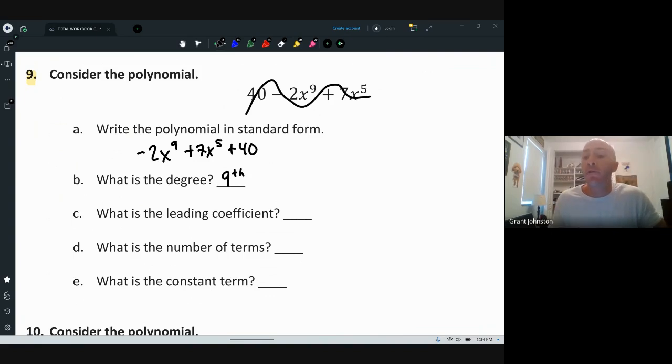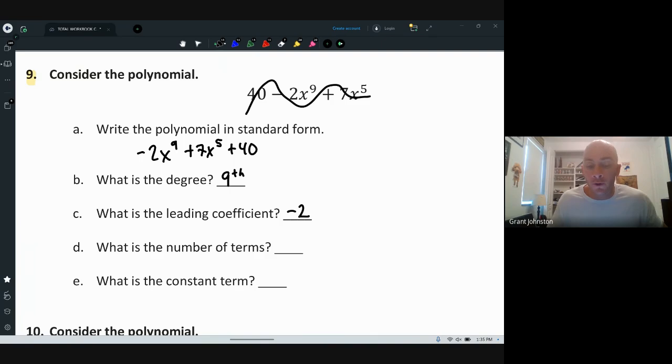What is the leading coefficient? So leading's like in front, right? And we have a couple of coefficients. We have that negative 2 and we have the 7, right? Those are the numbers multiplied to the variables. So the leading coefficient, the one in front, would be negative 2. That's the leading coefficient, the leading number in front.